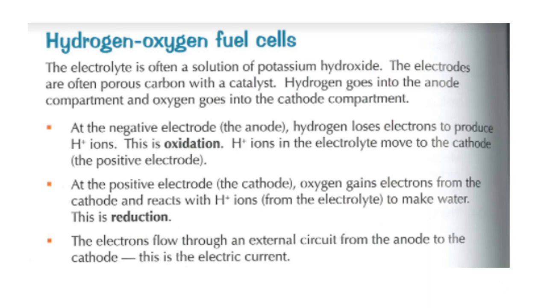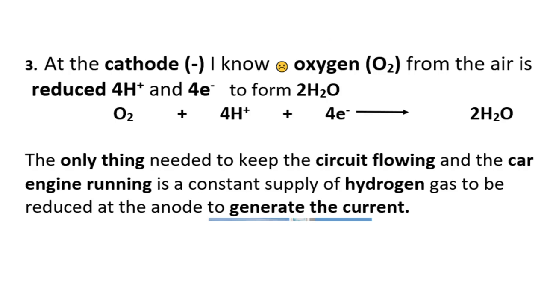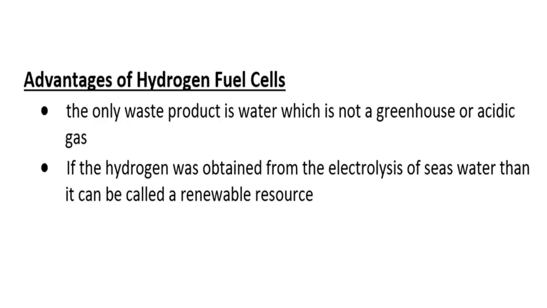So if you just pause for a moment just to read in detail what happens. Basically the hydrogen is oxidized and provides the electrons. So it has an anode, an electrolyte solution so the ions can move, and a cathode. Hydrogen gas is pumped into the anode where it is oxidized, and that provides the electric current to power the car. And at the cathode, this is the equation, it is reduced to form water as follows. The only thing needed is to keep pumping in hydrogen to generate the current.